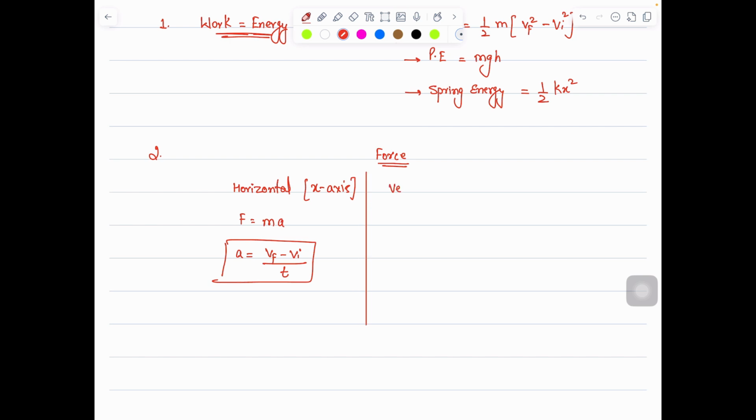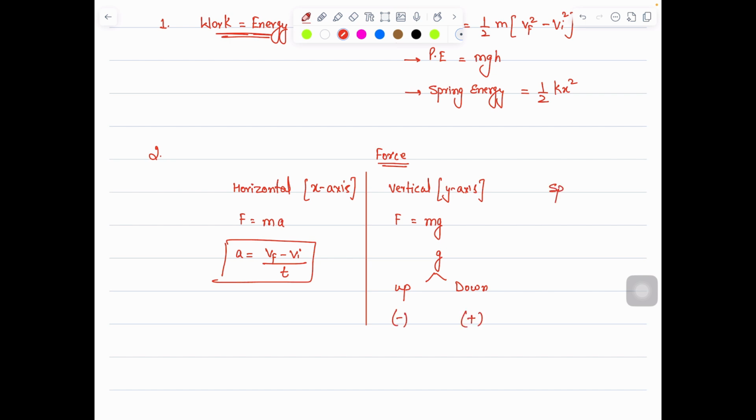Now for your vertical, if the body is going up or down, along the y axis, what you need to understand is F is equal to m times g, where g is your gravity. There are two cases, if the body is going up or if the body is going down. If the body is going up, negative; going down is positive.